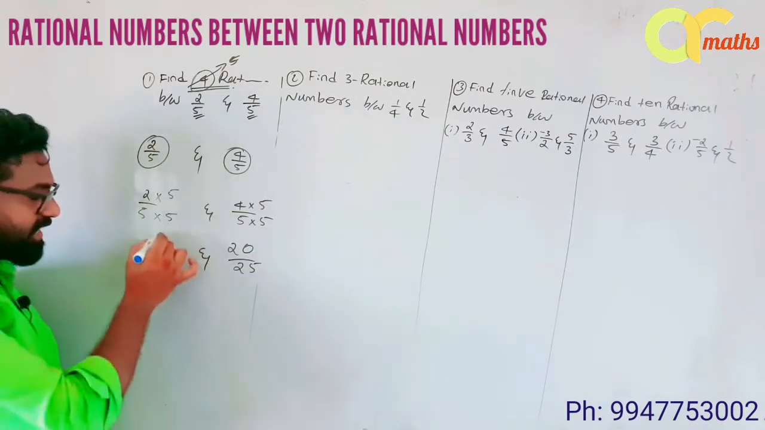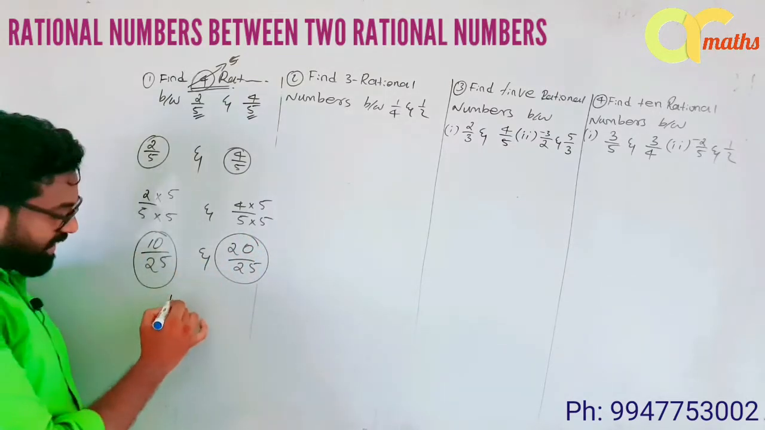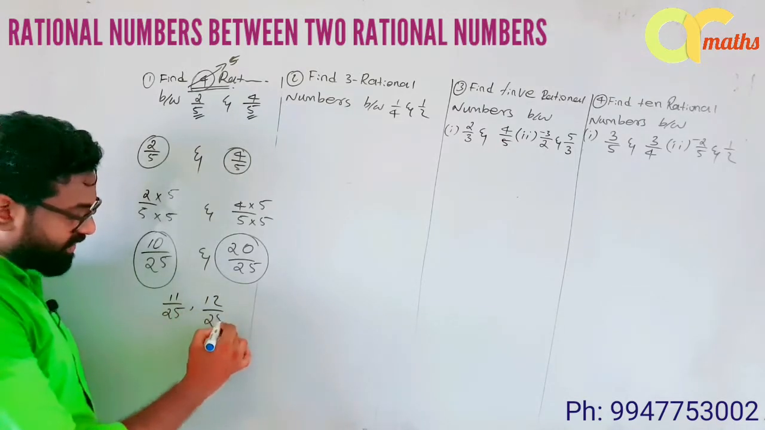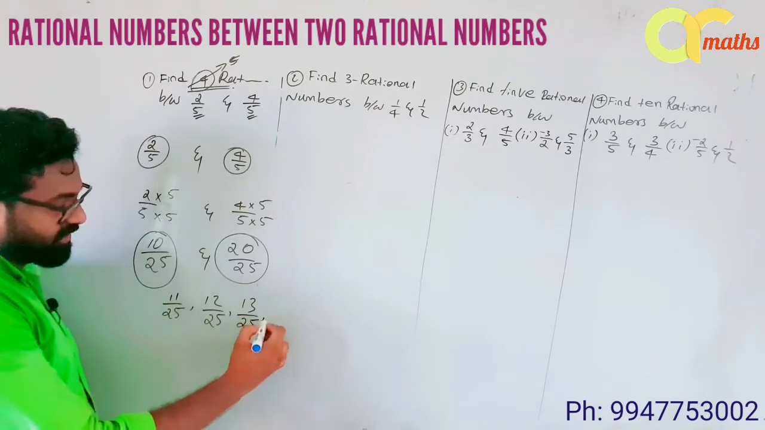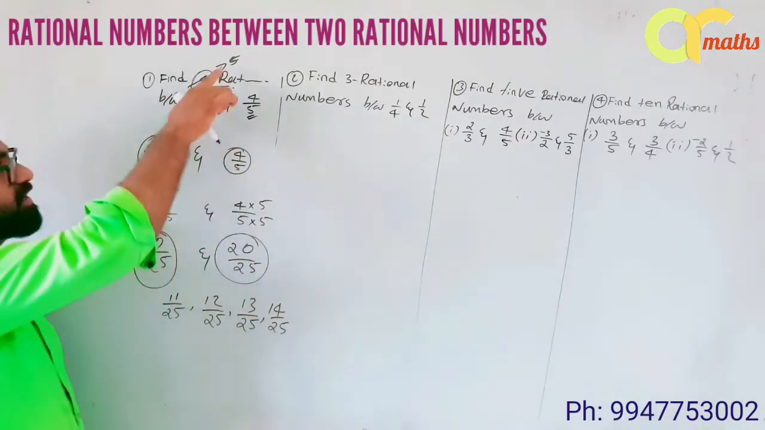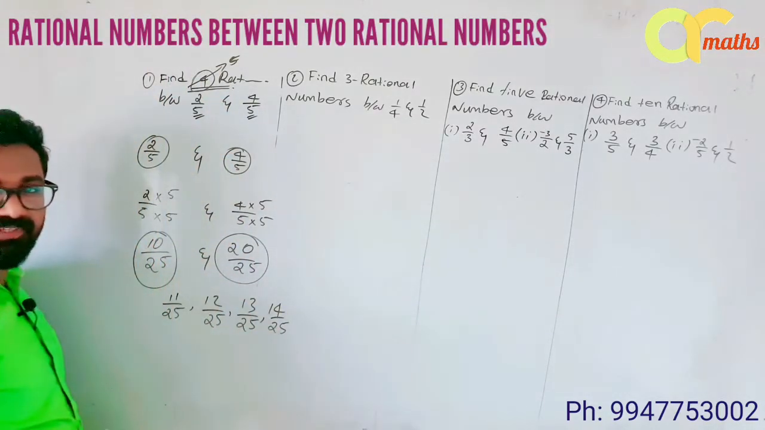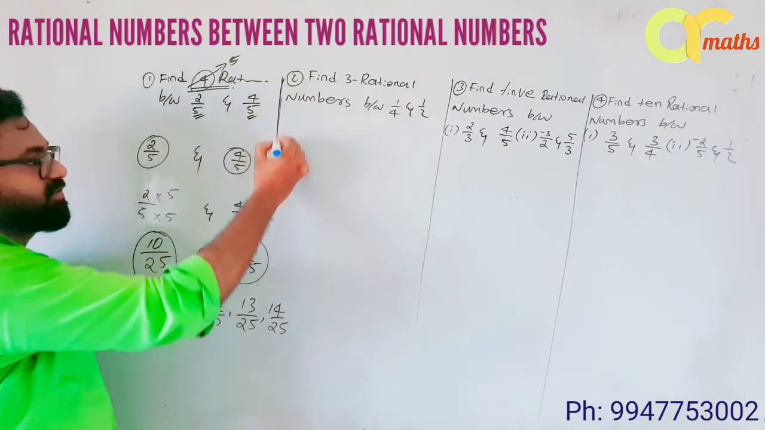Then what are the rational numbers between these two rational numbers? So 11 by 25, next 12 by 25, next 13 by 25, next 14 by 25, and so on. We want only 4 numbers, so 1, 2, 3, 4. Is it clear? Don't worry, it will be clear in the next question. So listen.